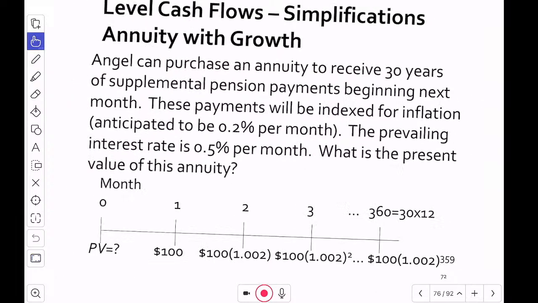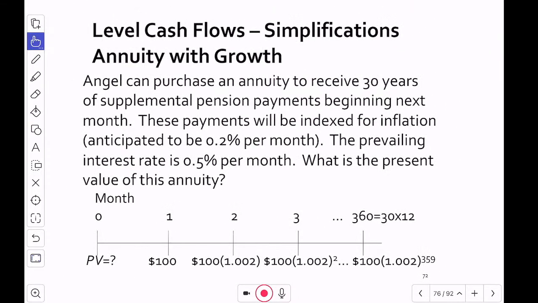Okay. So I guess when I prepared this, I was anxious to move forward with the last formula on your formula sheet. Annuity with growth. Here's an example of annuity with growth, and it is in the case of pensions.